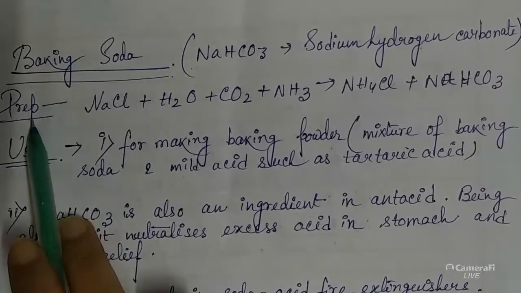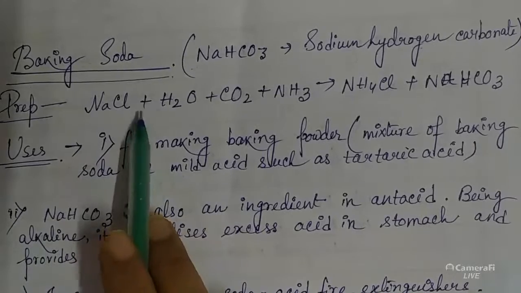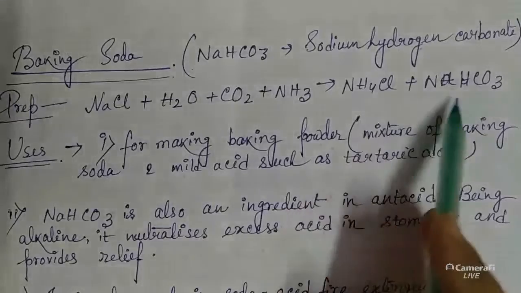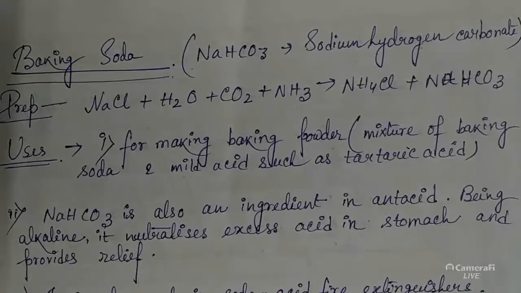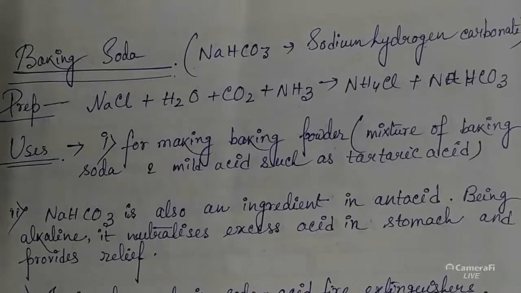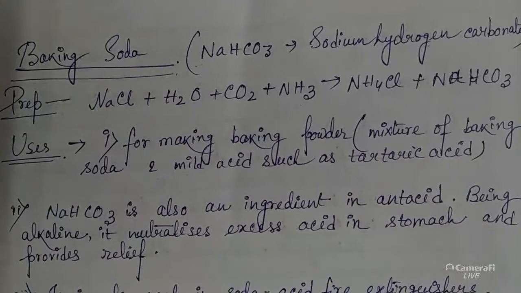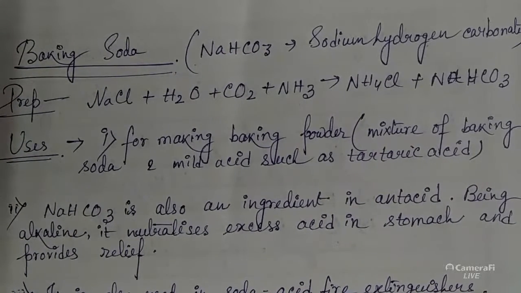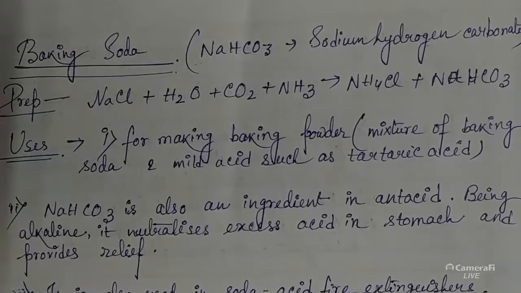Now we are coming to the preparation. Sodium chloride, H2O plus CO2 plus NH3, then we will get ammonium chloride and baking soda. So for the preparation we have to use an aqueous solution of sodium chloride, carbon dioxide and ammonia to make baking soda. Generally baking soda is used in the kitchen for making tasty crispy pakoras. Sometimes it is added for faster cooking.